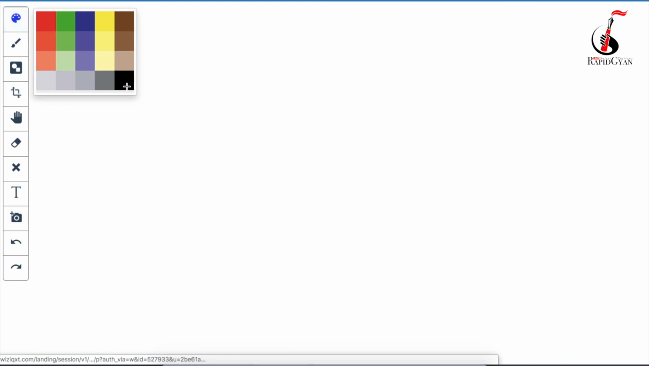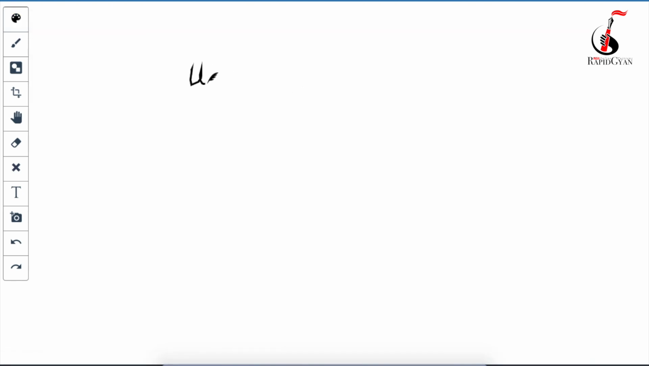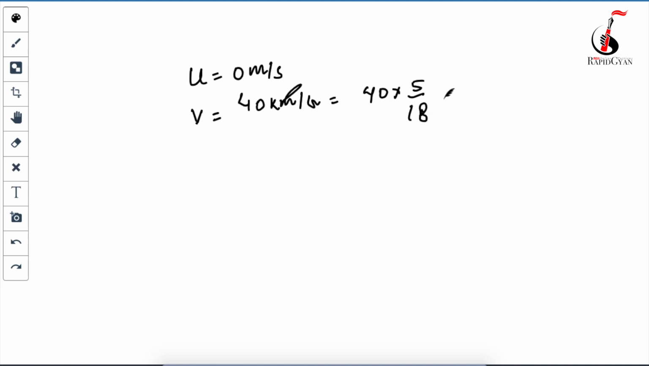So what is your initial speed in this case? Initial speed u is equal to 0 meter per second. Now what is the v? V is 40 kilometer per hour, so you will have to change this into meter per second. So this is 40 multiplied by 5 upon 18. 4 5s are 200. So it's 200 upon 18 meter per second.